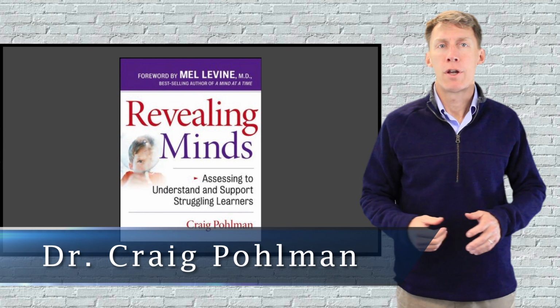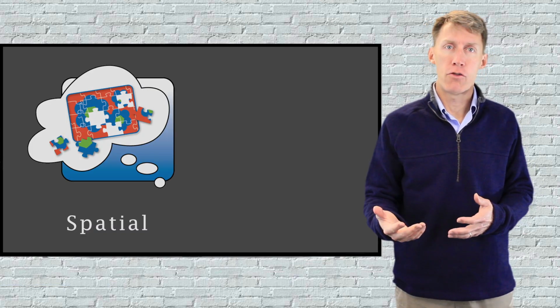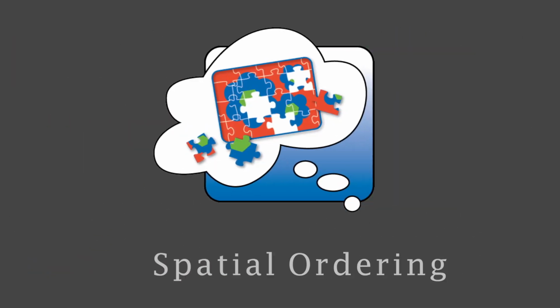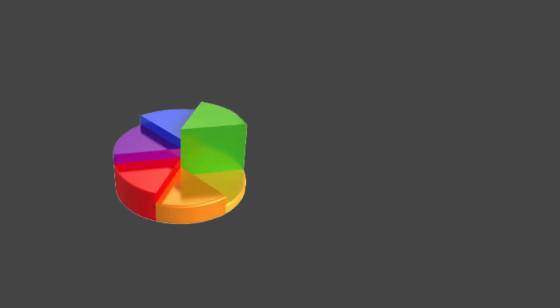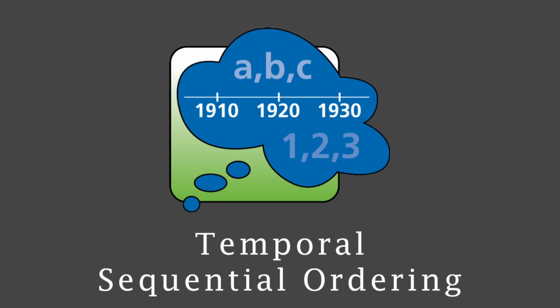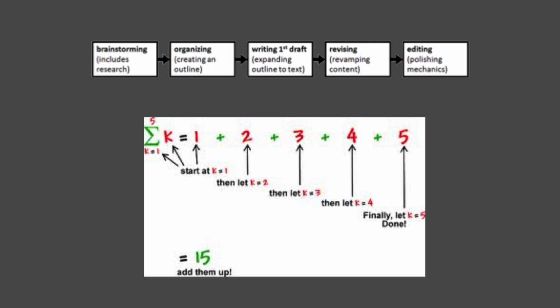I'm Dr. Craig Pullman, here to talk about the connections between the two ordering constructs, spatial and temporal sequential. To review, spatial ordering is thinking in a non-verbal way, including the interpretation or generation of material that is visual or spatial. Temporal sequential ordering, or sequencing, is the processing or production of material that is serial or linear.